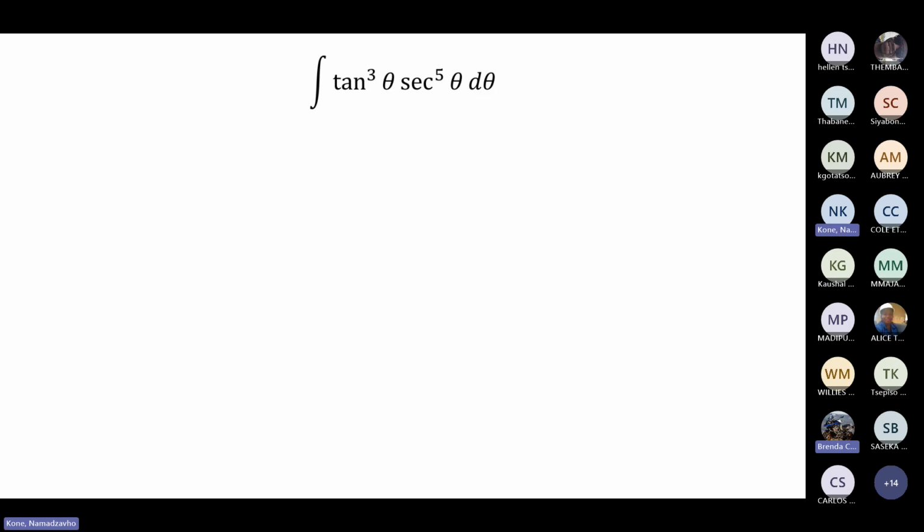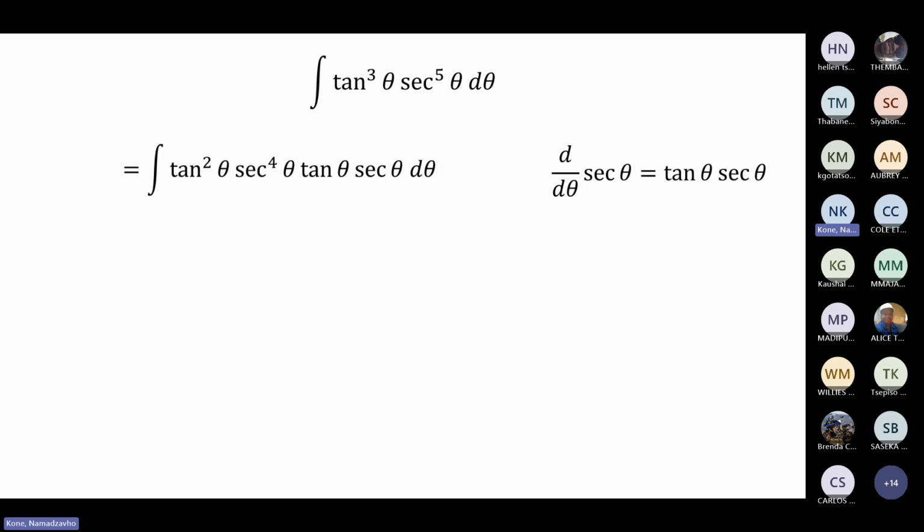Absolutely. So now this is where you are going to take one from each here. From tan cube, you'll take one tan. From sec power 5, you take one sec and you put them aside. That is your derivative of sec theta. So from this fact that the derivative of sec theta is tan theta sec theta, you remove one tan, one sec, and you put them aside so that they represent the derivative of sec theta.